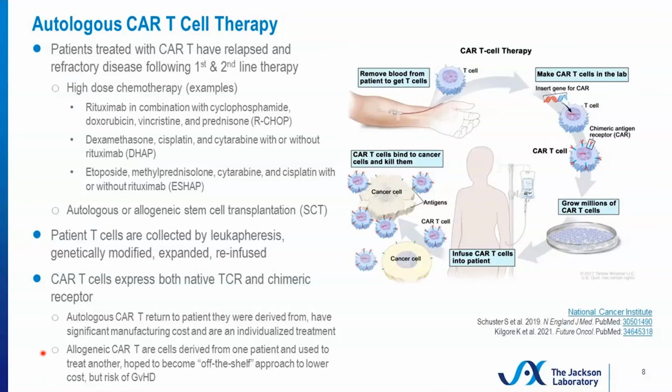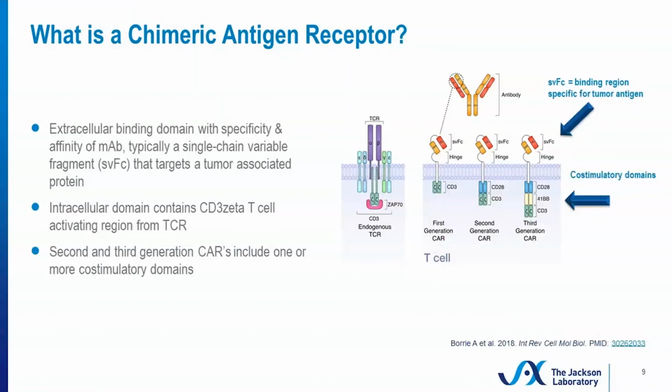But for the purposes of this talk today, we're going to be talking really in the context of autologous CAR T cell therapies, CAR NK, CAR M, et cetera. So what exactly are these chimeric antigen receptors? Well, what they have is an extracellular binding domain with specificity to tumor-associated antigens, and it's typically made up of single-chain variable fragments, as shown here.